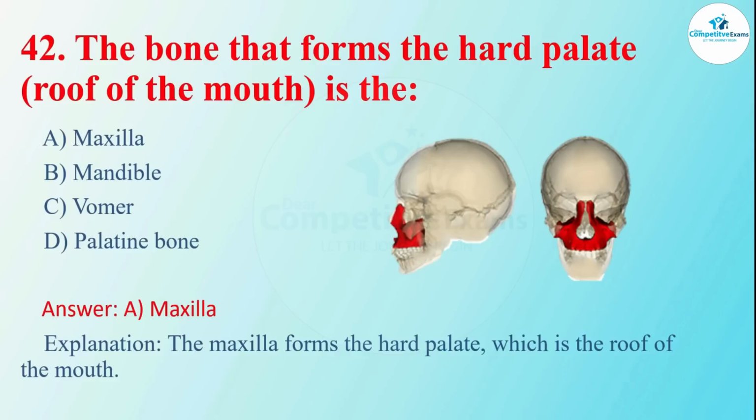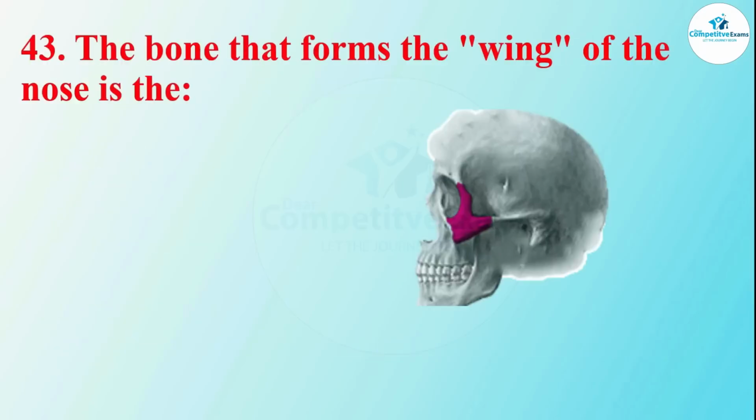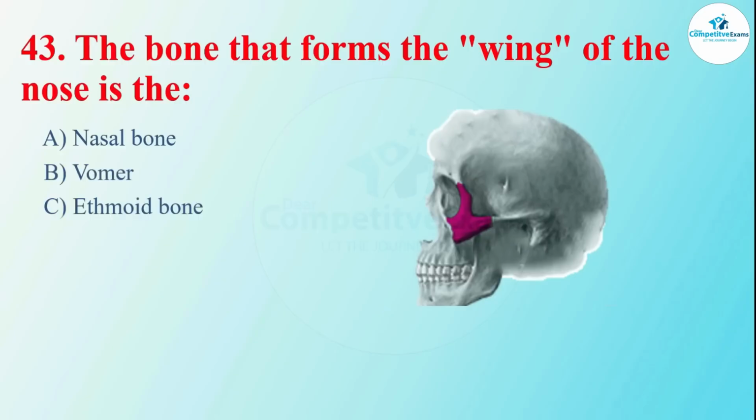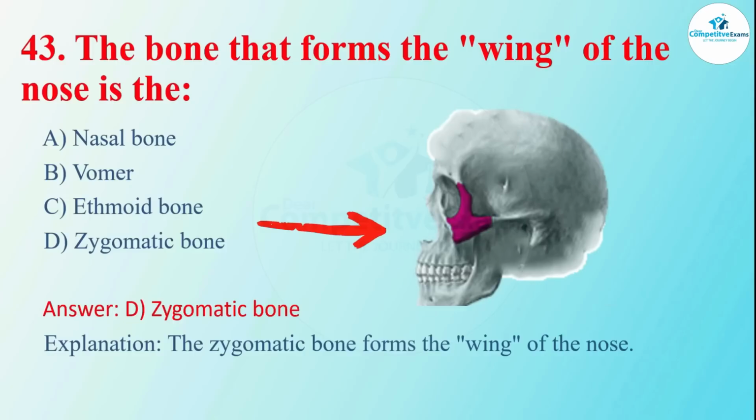Okay, let's move on to question number 43. The bone that forms the wing of the nose. What do you call that bone? Is it nasal bone, vomer, ethmoid bone, or zygomatic bone? The right answer is zygomatic bone. The zygomatic bone forms the wing of the nose.